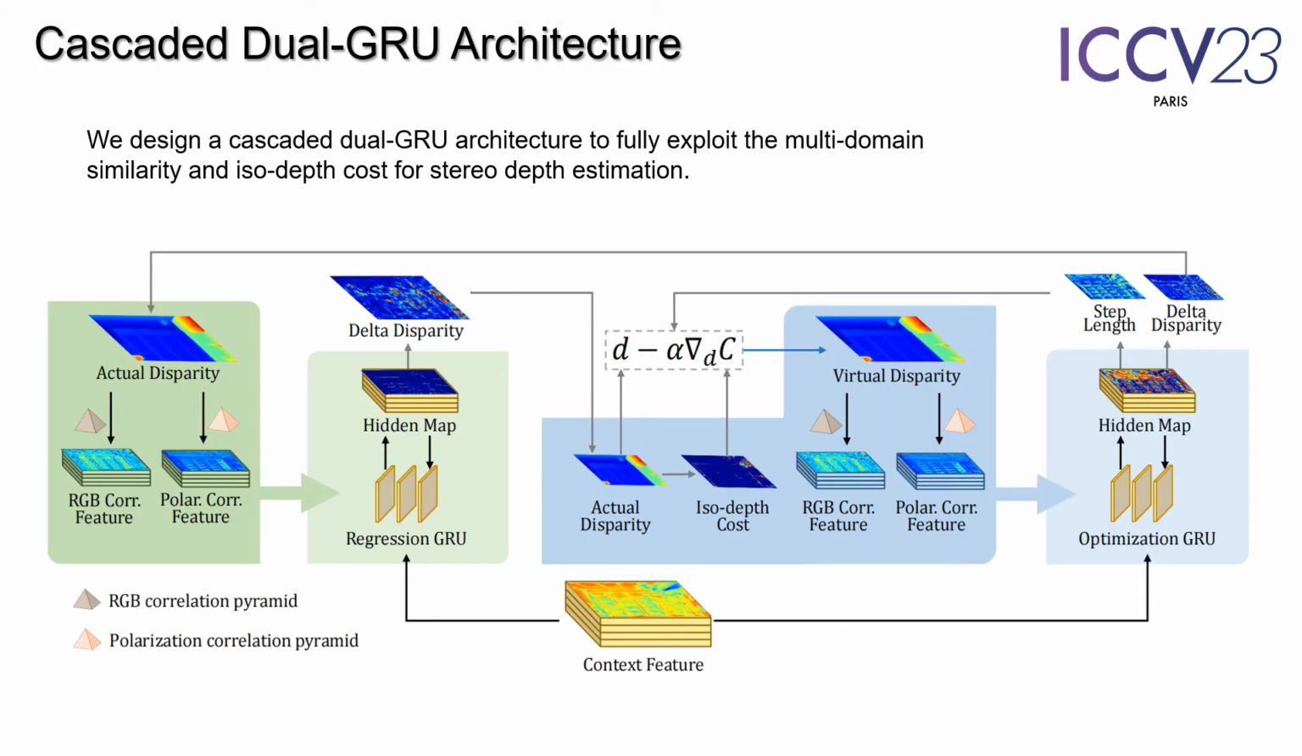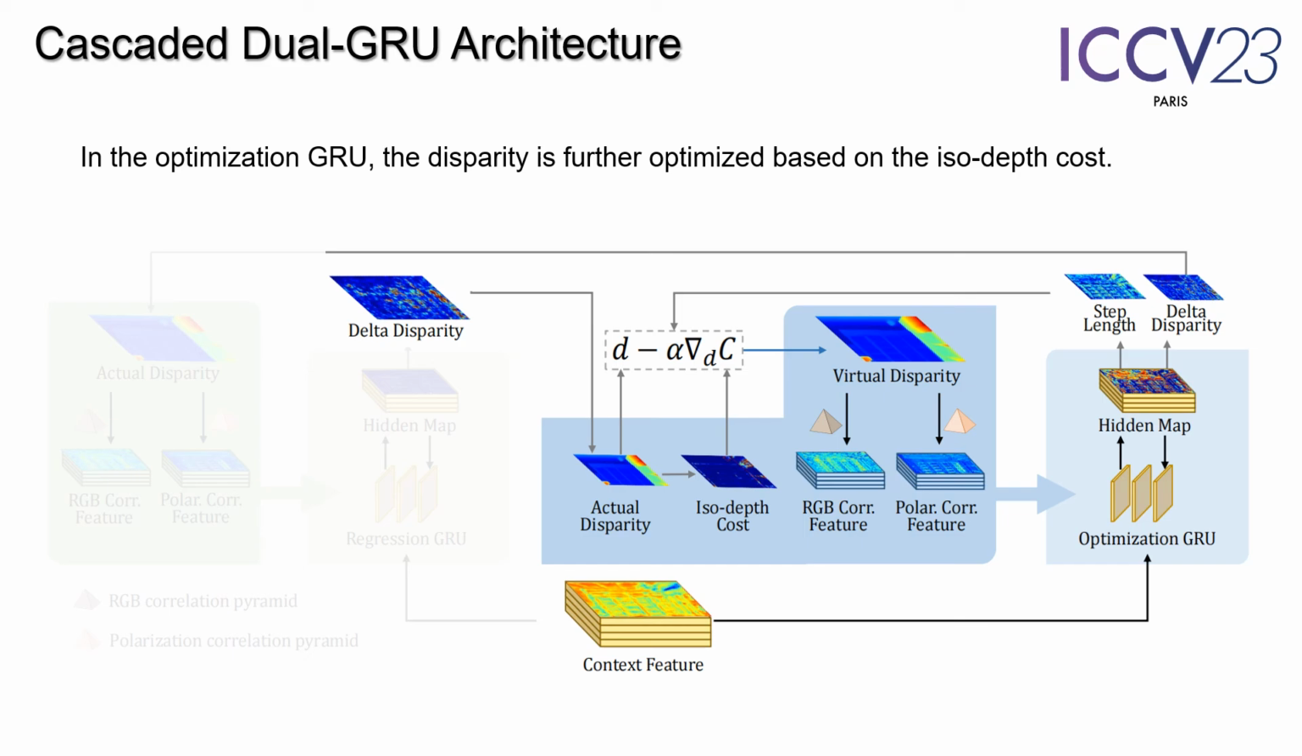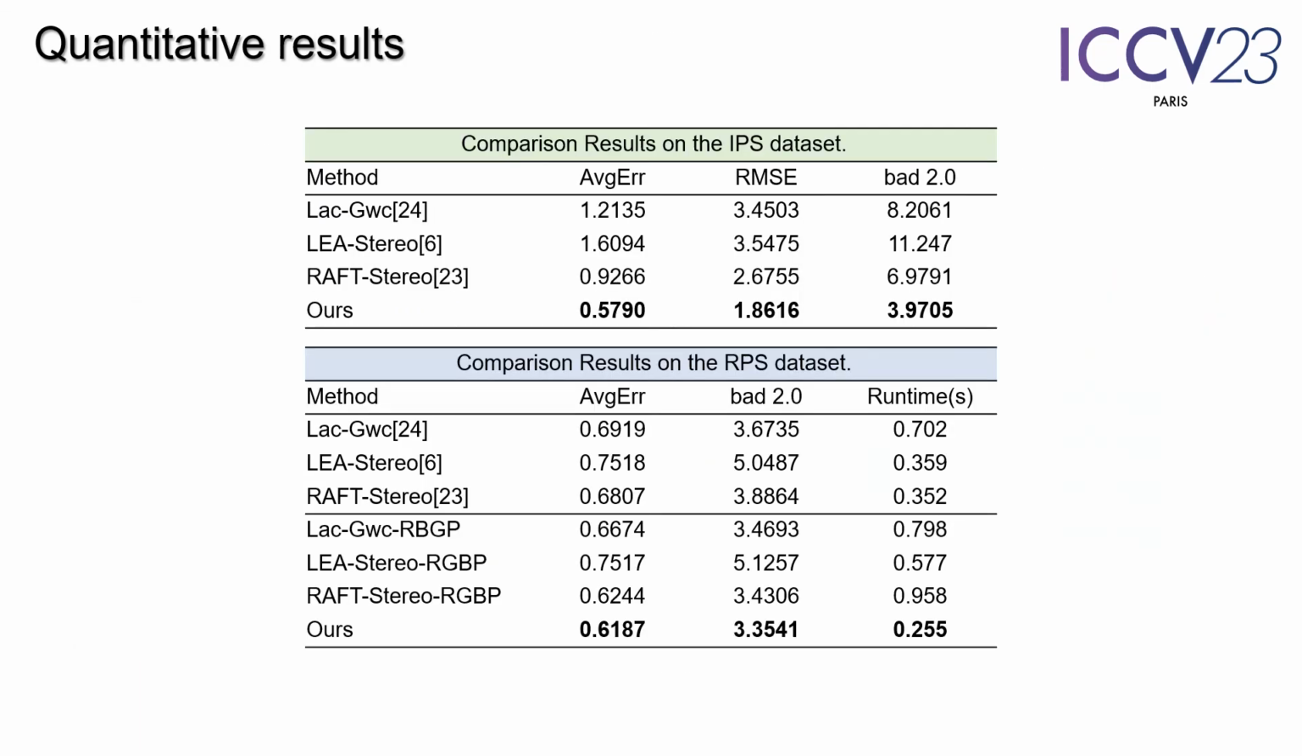We design a cascaded dual GRU architecture to fully exploit the multi-domain similarity and ISO depth cost for stereo depth estimation. In the regression GRU, the increment is regressed directly from the multi-domain correlation feature. In the optimization GRU, the ISO depth cost is injected directly and introduced in an indirect manner by the virtual correlation feature. This table summarizes the comparison between ours and other learning-based stereo depth estimation methods.